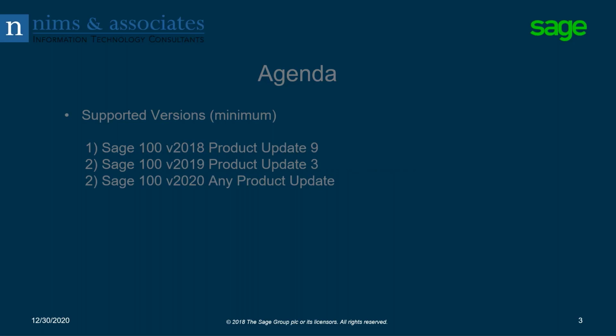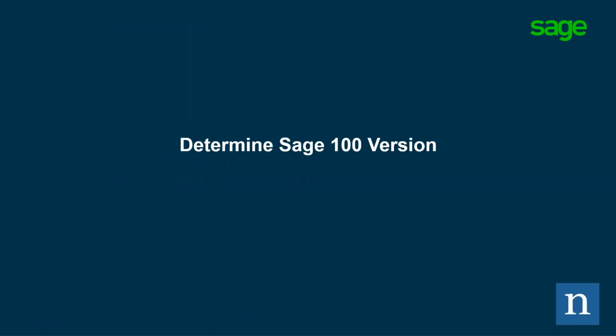Sage has already taken care of this for you by adding the new form and adding the new boxes to capture this information. However, you do have to be on a supported version of Sage 100, which as of now include version 2020, version 2019, and version 2018. But in addition to that, you need to have a current enough product update installed for this information to be available. For version 2018, that's product update 9. For version 2019 is product update 3, and then any version of 2020 has this functionality. Let's take a look on how you can determine your Sage 100 version.